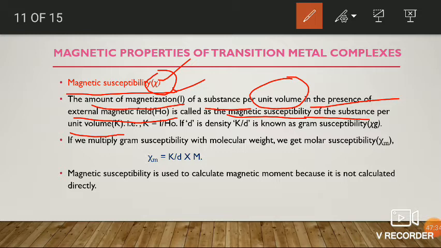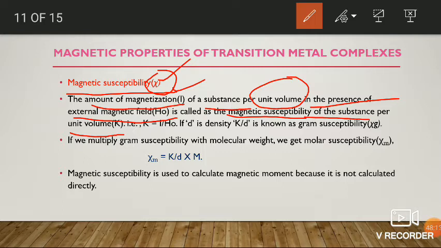If you place a paramagnetic substance within the external magnetic field, the magnetic field lines of the external magnetic field generally flow through the paramagnetic substance. Then the paramagnetic substance is generally known as magnetized. So the amount of magnetization is generally given by I. The amount of magnetization of a particular substance per volume within the external magnetic field is generally known as magnetic susceptibility per unit volume.